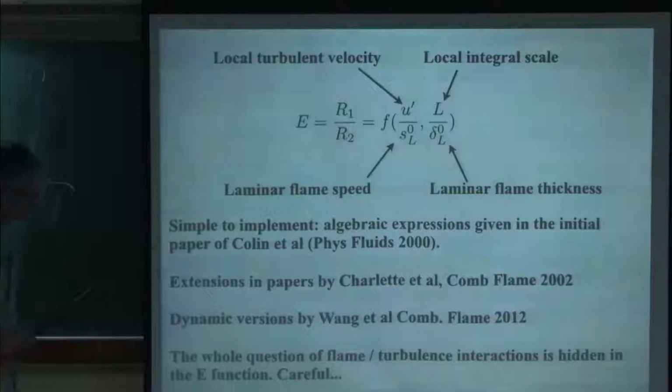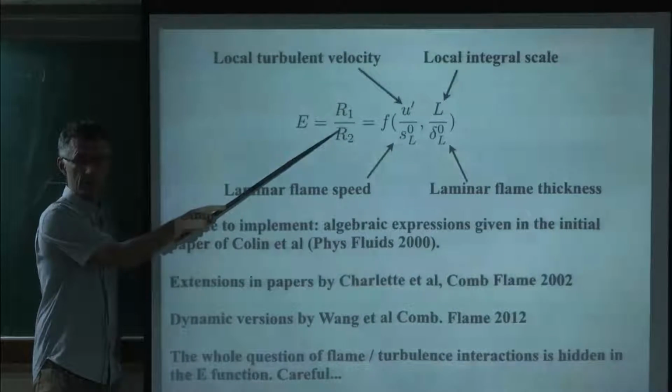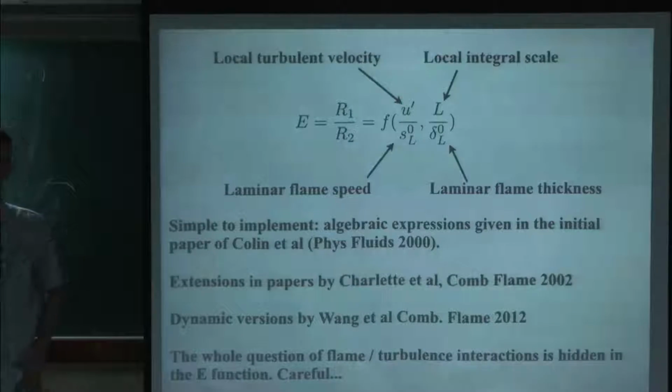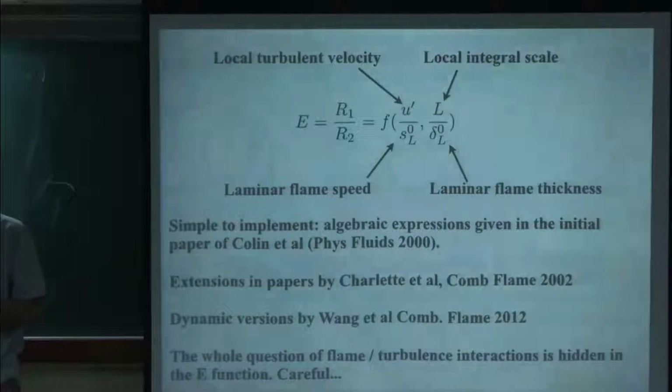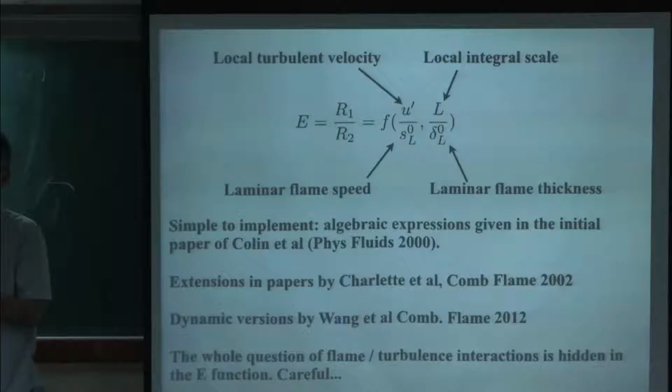Now, again, like all models, a lot of things are hidden here. But these things are obtained from a DNS at least. That means you do DNS of flame vortex interaction, you thicken the flame, and you measure the result. So you can measure this efficiency instead of doing what we did before, which is to set up a value and hope that it was the right one.